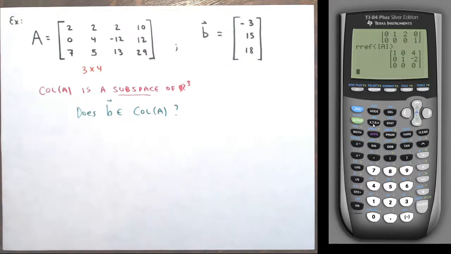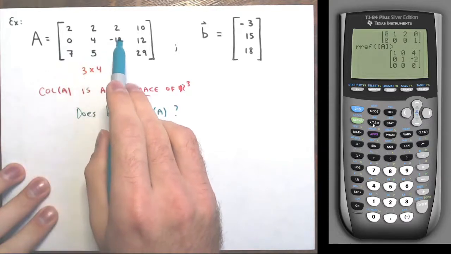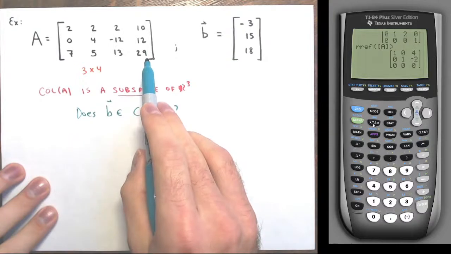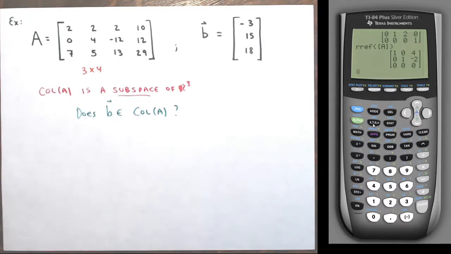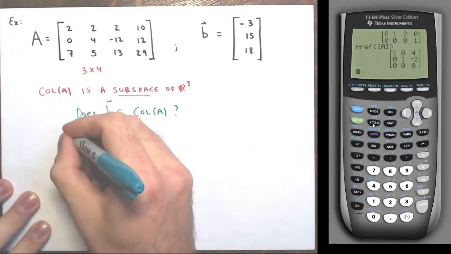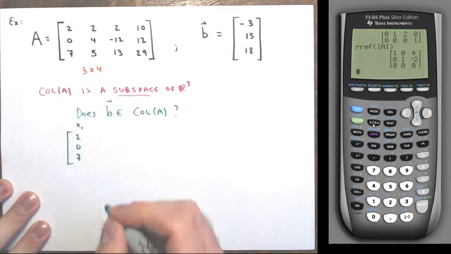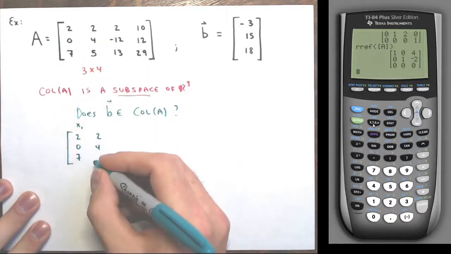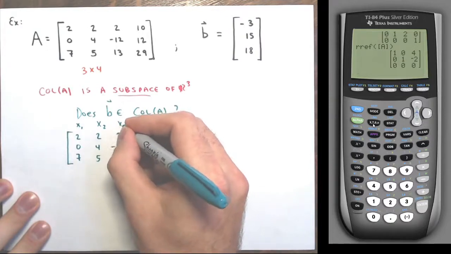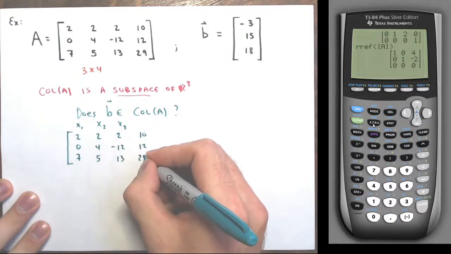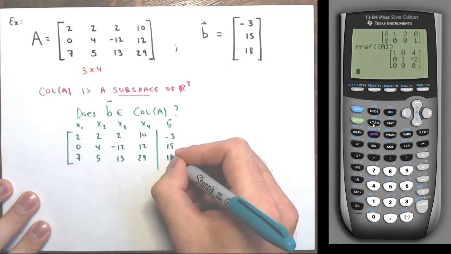All right, so as in the last example, you could set up the equation where I have x1 times this vector plus x2 times this vector plus x3 times this vector plus x4 times this vector equal to this vector, and see if I can find x1, x2, x3, x4. But I'm just going to write the corresponding augmented matrix for that equation. Coefficients of x1 down the first column, coefficients of x2, that second vector, down the second column, coefficients of x3, coefficients of x4, 10, 12, 29, and then equals vector b over here, -3, 15, 18.